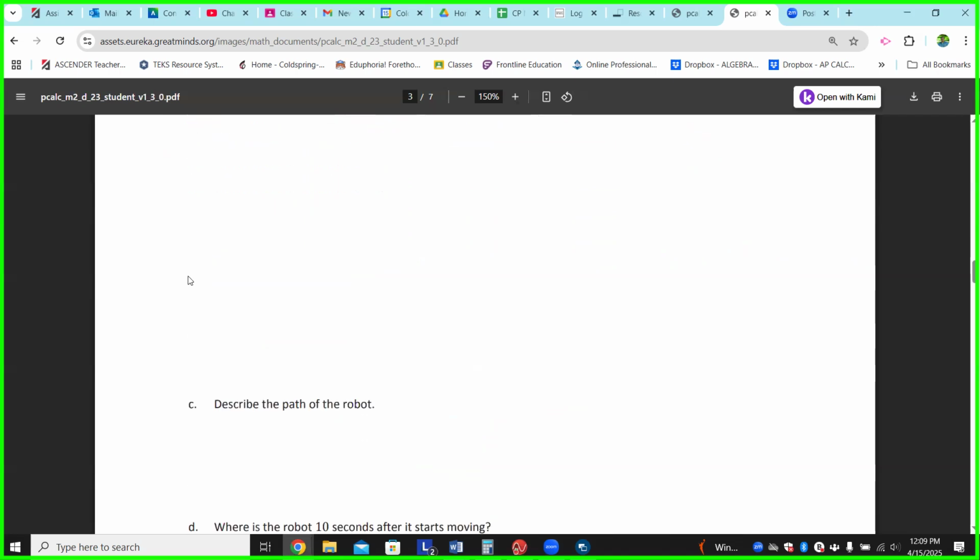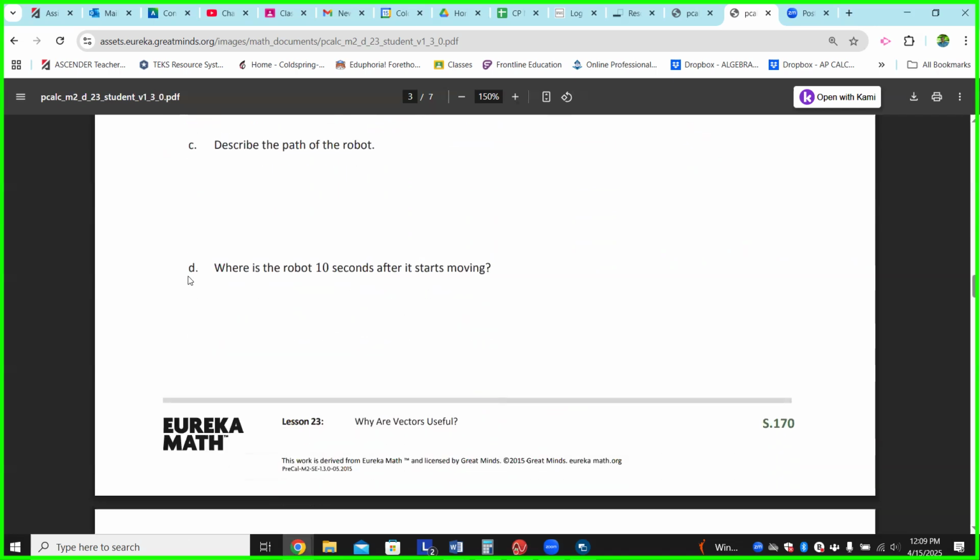So in part C, describe the path of the robot. When you see a question like this, it's asking for an equation of y equals mx plus b. Exactly. So that's actually what last period said as well. There's like, it went that way. That's great, I need more than just that way. So to describe it, we're just going to give it an equation.